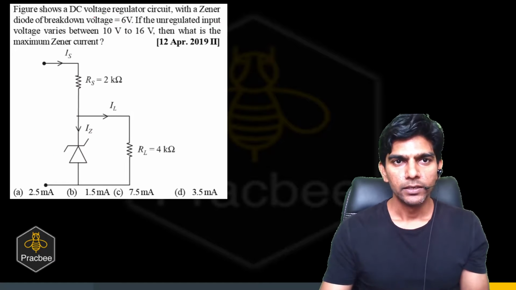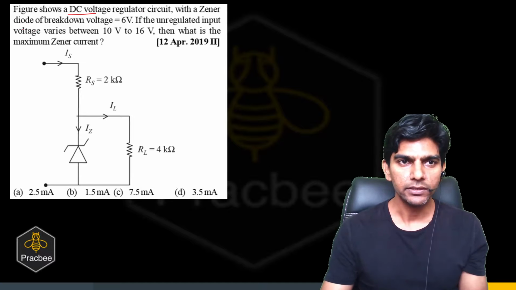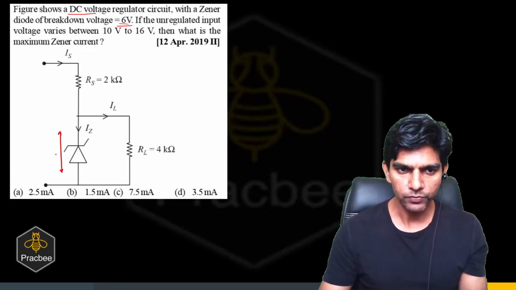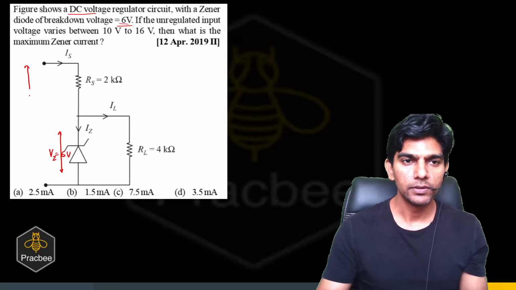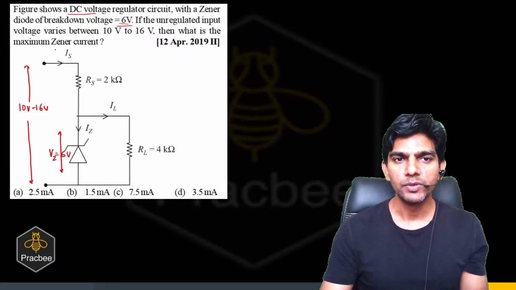So let us see this question. The figure shows a DC voltage regulator circuit with a Zener diode of breakdown voltage of 6 volts. Across this, the breakdown voltage is 6 volts, and the unregulated input voltage is varying from 10 to 16 volts. Then what is the maximum Zener current?